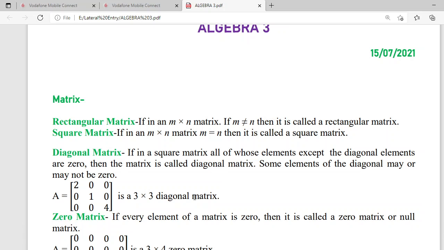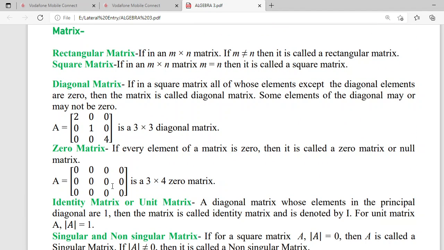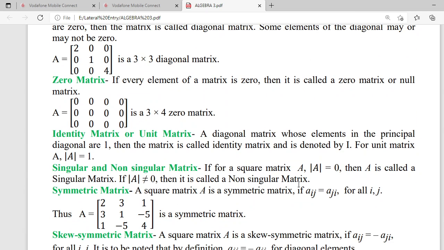This is a 3 by 3 matrix. So row number is 3, column number is 3. This is a 3 by 4 matrix. So row number is 3 and column number is 4. So you know these things, and its entries are Aij. Aij we say. So ith row and jth column.